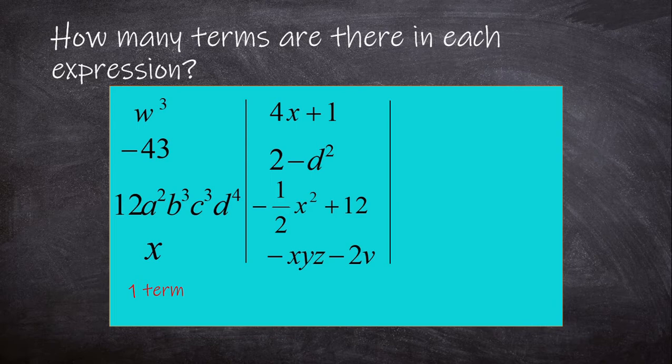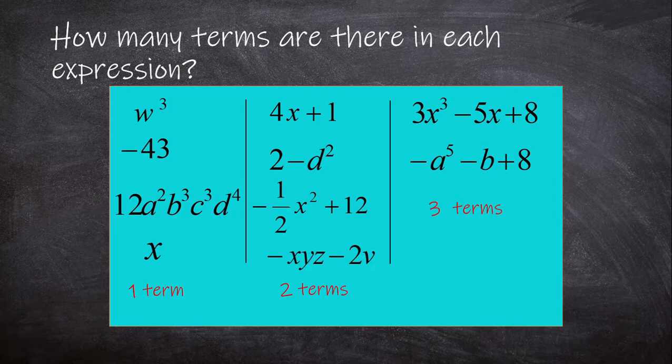How about the second column? The second column is an example of two terms. So the third example, negative 1/2 x squared plus 12. The first term here is negative 1/2 x squared. And the second term is the positive 12. How about the third column? The third column is an example of three terms. So let's count them. 1, 2, 3.